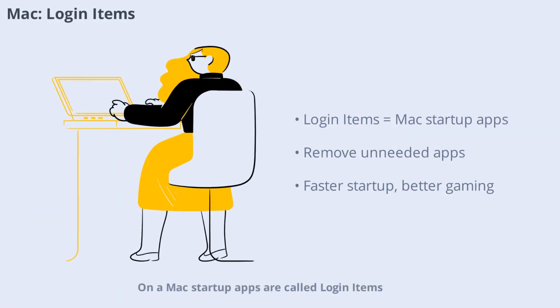On a Mac, startup apps are called login items. You can find them in System Preferences under Users and Groups. Select your user, then click Login Items. Here, you can remove apps you don't want to start automatically. This helps your Mac start up faster and keeps more resources free for gaming.